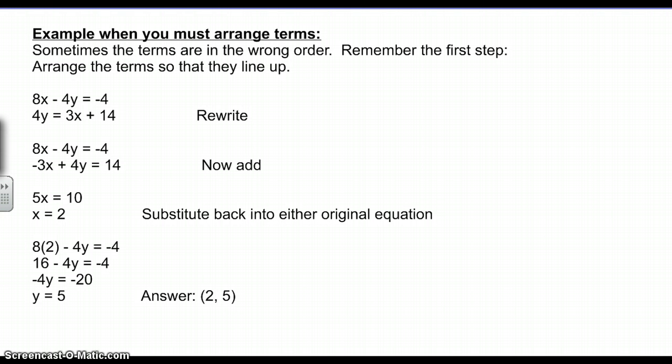When we add this together, we get 5x equals 10. And when you divide by 5, you get x equals 2. You can substitute x equals 2 back into either one of the original equations and solve for y. So you get 8 times 2 minus 4y equals 4, or 16 minus 4y equals 4. Negative 4y equals negative 12, so y equals 3. Your answer then would be the point (2, 3).